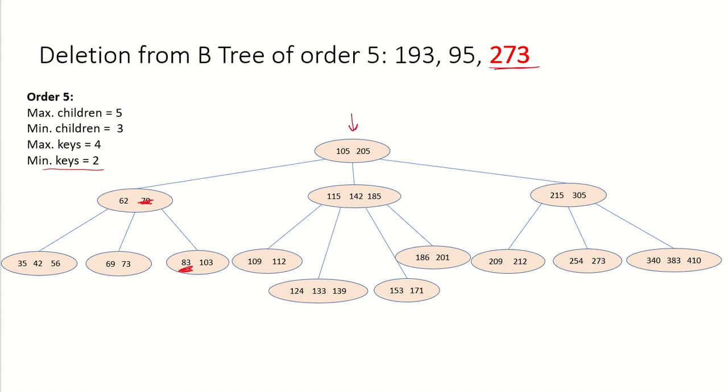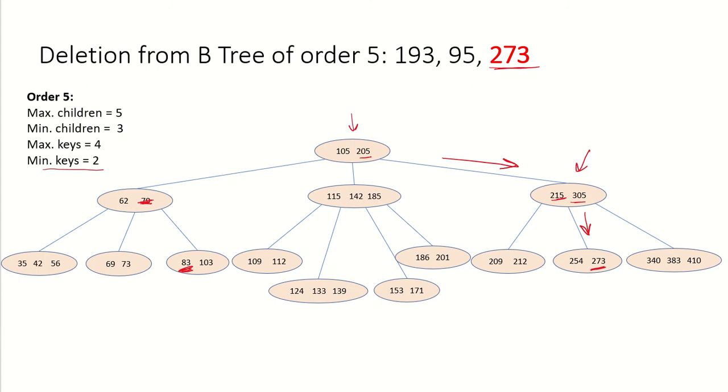So we start from the root node. We know that 273 is greater than 205. So we come here, we come to this node. We know that 273 is larger than 215 but less than 305. So we will follow this subtree and finally we come over here.